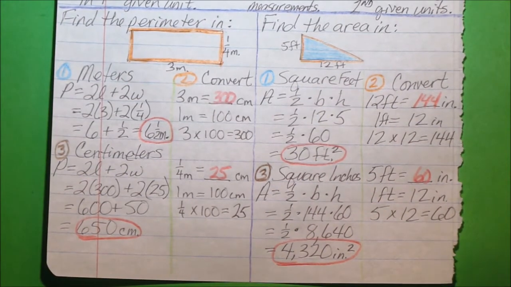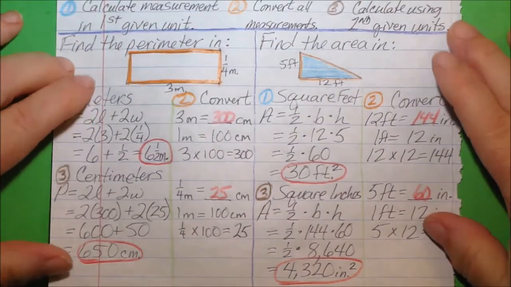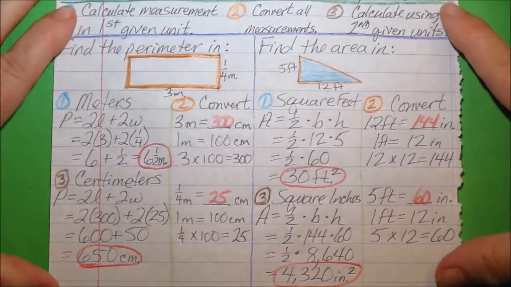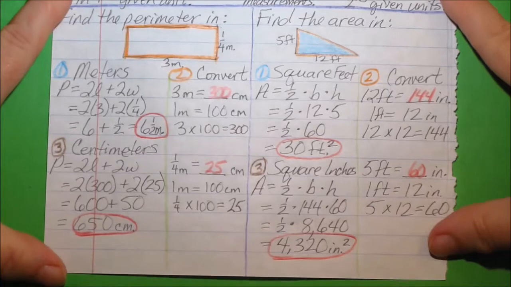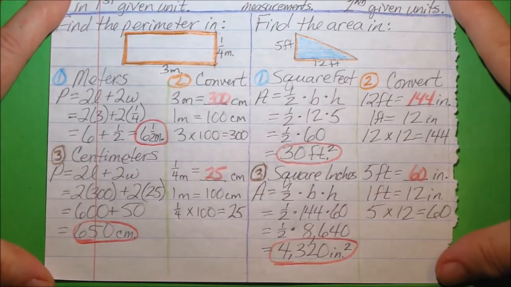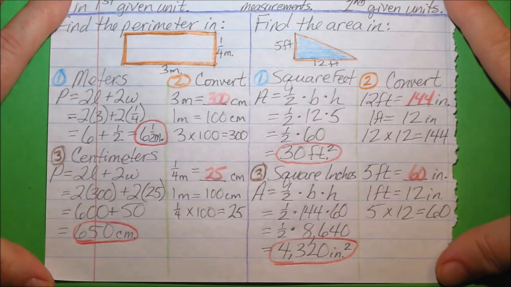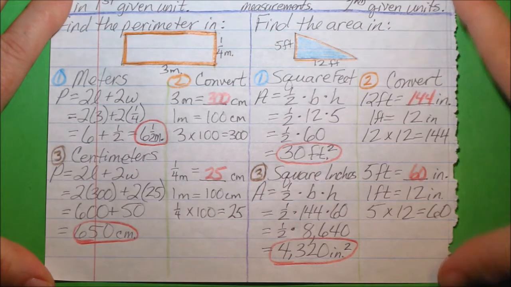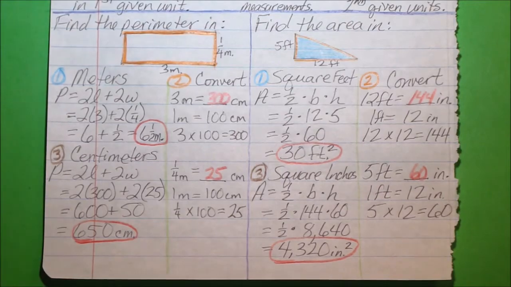Okay, so those are the 3 steps for doing these conversions of measurements. One example you have is in perimeter, and the other example you have is in area. One example is in metric, and one example is in customary. So that should pretty well walk you through what you need for your worksheet. But let's look at some practice problems and see how you're doing.